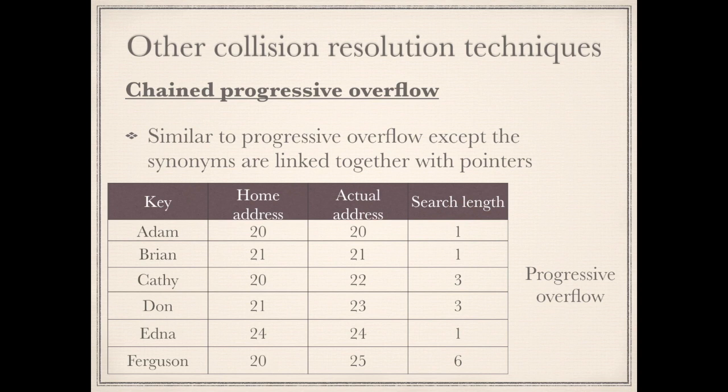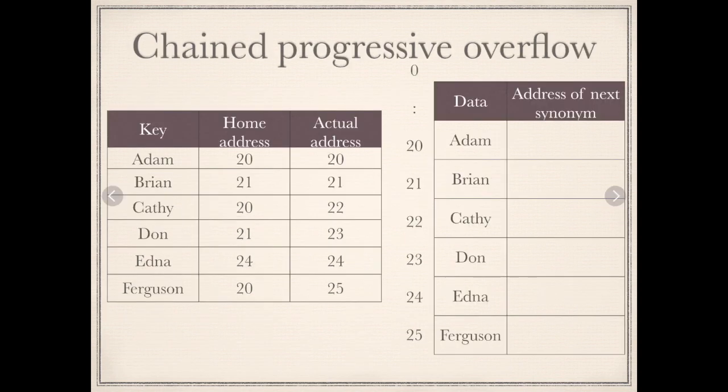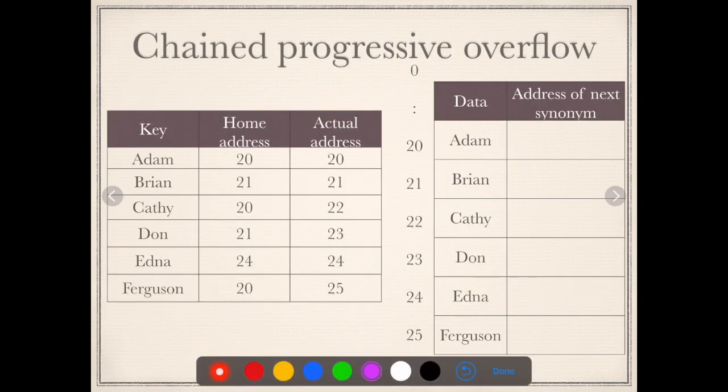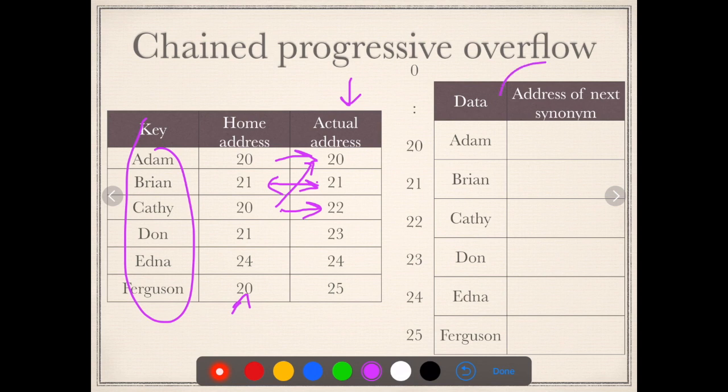The purpose of chained progressive overflow was to reduce the number of searches it takes in order to find a particular record. So we will see how that works. We have taken an example of a few keys, the same keys we had seen in the previous example, and these are the home addresses and the actual addresses where they are stored. In the same way as progressive overflow, we are going to do the insertion, but when doing the insertion, we will use one more column, which is the address of the next synonym. Those which have the same home address, we are going to link them. We will see an example.